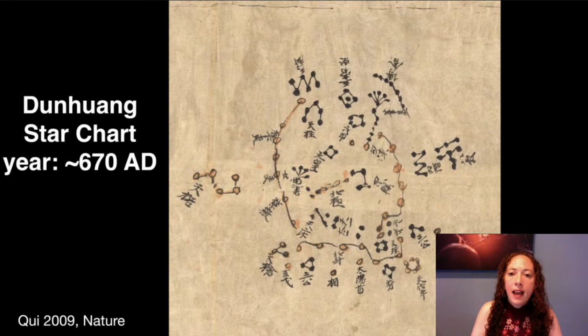And in this depiction, you can see the dots, which represent stars that are connected. Roughly 1,300 stars were mapped on this scroll, and it's a representation of the nighttime sky as seen through China. These were put into roughly 250 shapes or so across this whole scroll, and these were the patterns of the stars that the Chinese saw.